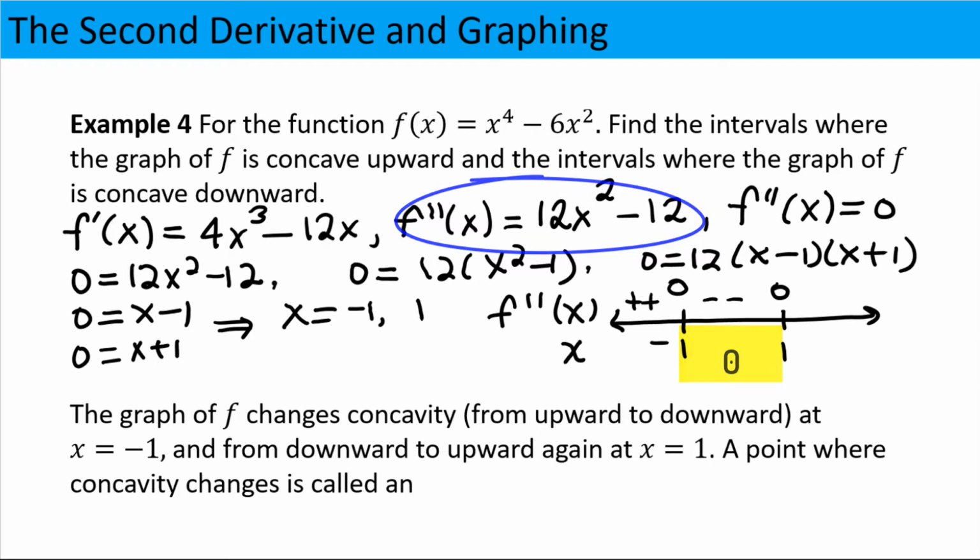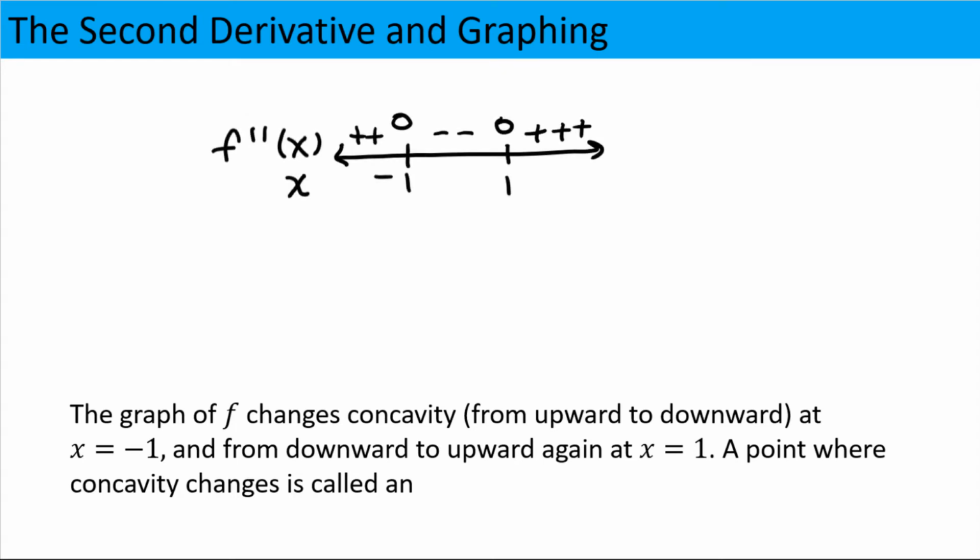And finally, let's pick a number to the right of 1. Let's pick 2. 12 times the quantity 2 squared, that's 12 times 4. 48 minus 12 is a positive number.